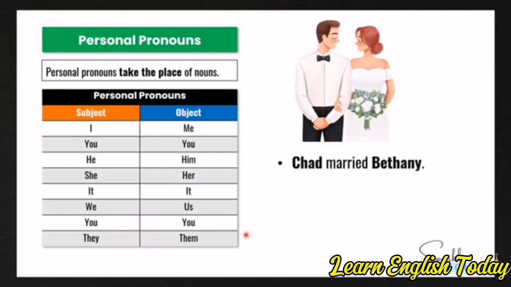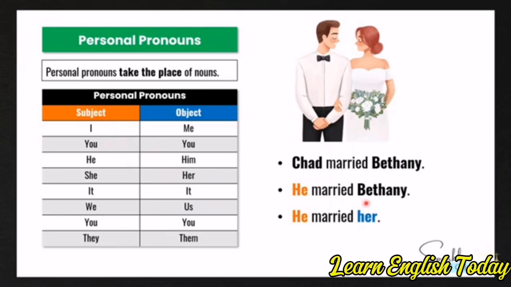For example, Chad married Bethany. This is Chad and this is Bethany. We can replace Chad with the personal pronoun he. He married Bethany. Chad is the subject. He's the one doing the action, so we use a subject pronoun. We don't say him married Bethany because Chad is doing the action. So he is the subject.